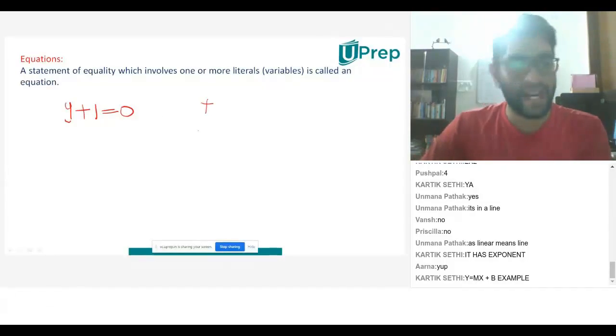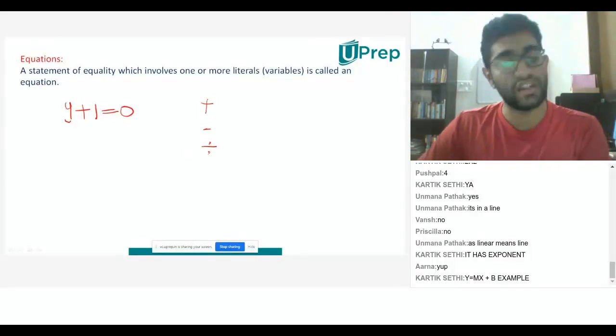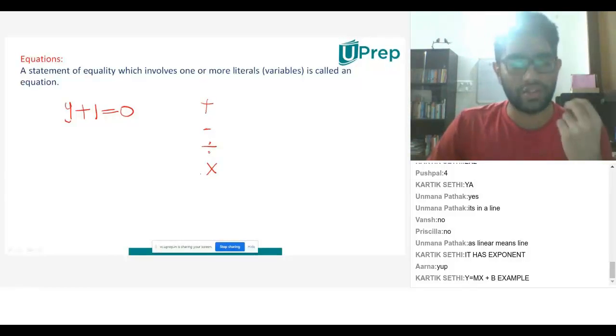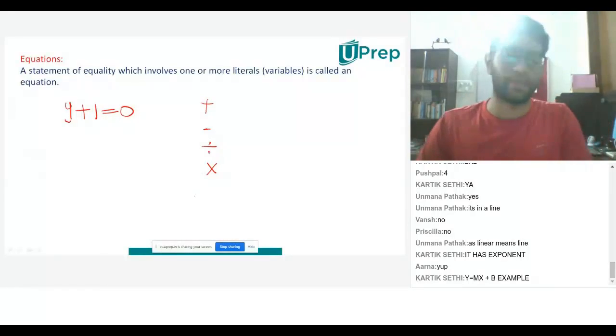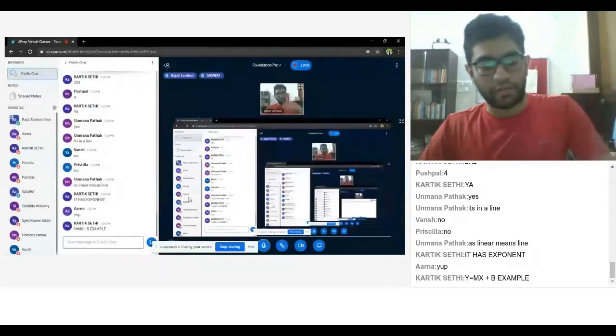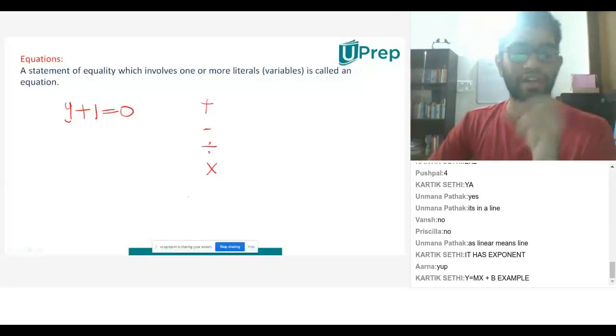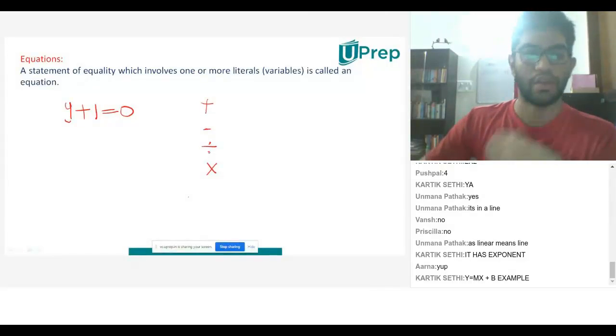Plus, if I add something. Minus, if I subtract something. Division, if I divide something. And if I multiply. These are the basic operations. That means I have two numbers and I'm going to operate. I'm going to do some surgery and I'm going to play with these numbers and change how they look.